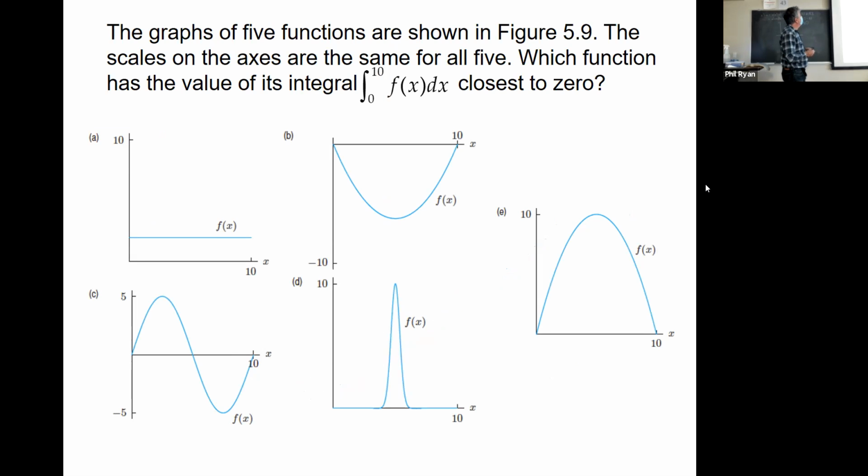Okay, here's another one. So here we have some functions, and we're interested in the integral between 0 and 10 of that function. Which one of these 5 things do you think has the integral closest to 0? Peyton, what do you think? C. C, yeah, because it's the only one with positive and negative area, and they look like they can approximately cancel each other out. So this is definitely positive, positive, positive, negative. So that wasn't so hard.